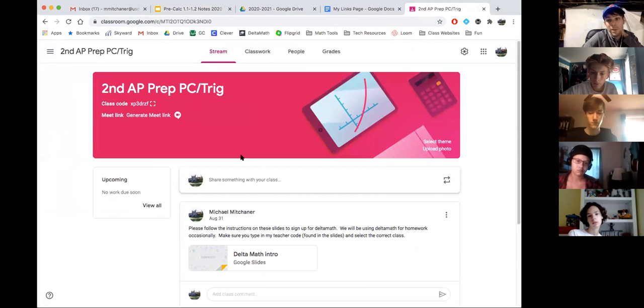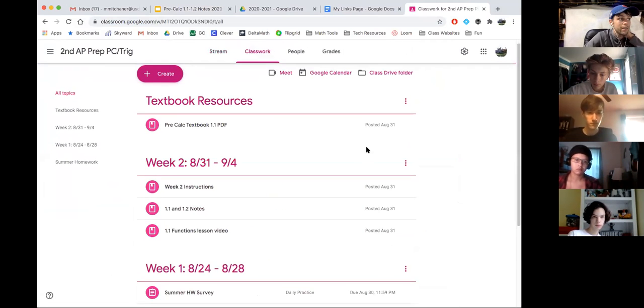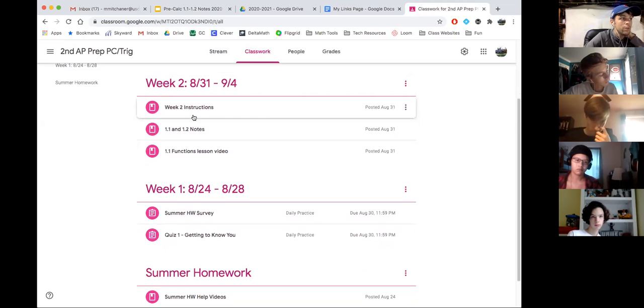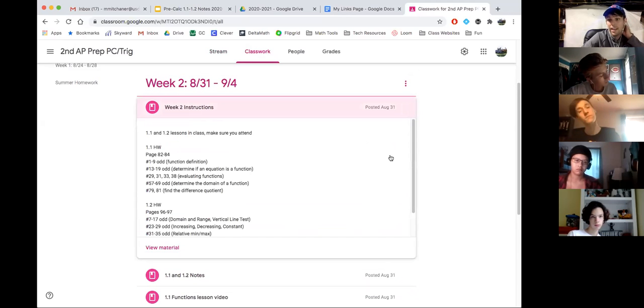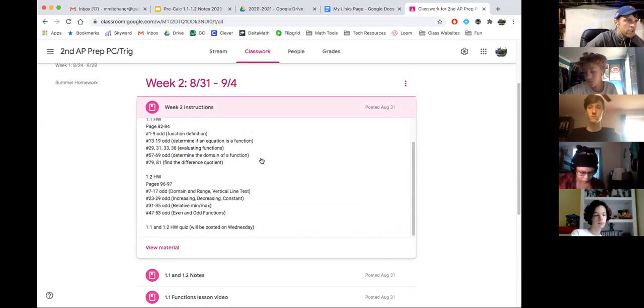We're going to finish what we can tomorrow. Again, I'm still trying to get a feel of how much we can actually get through. I reorganized our classwork tab. It's got textbook here, week 2 instructions. If you click on that, it has the homeworks that are there. And I am going to post a quiz on Wednesday, though I might make some modifications based on what we've actually gotten through. Don't freak out about it. I'll adjust as we need to.